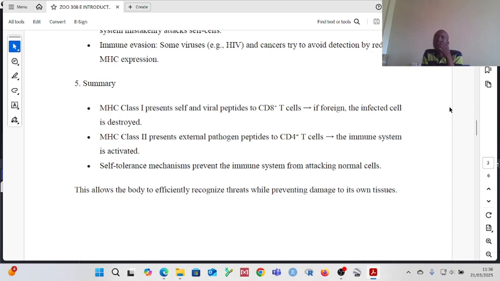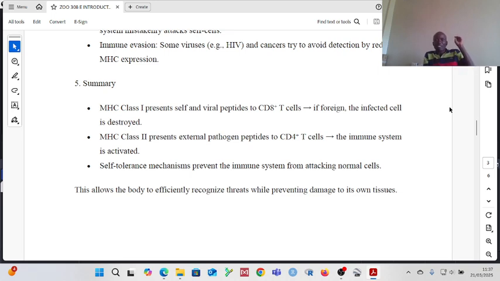The MHC class 2, on the other hand, presents the external pathogen peptides to CD4 T helper cells. Okay, so if in this case they are already coming from an external pathogen, then the immune system will be activated, where the B cells will now produce antibodies. Then those antibodies are the ones that will now neutralize these external pathogen, because the peptides are being produced by that external pathogen.